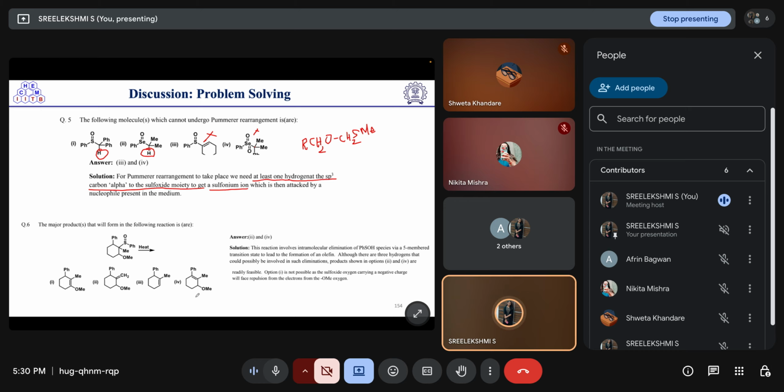The correct answers are option 2 and 4. This one and this one are possible. So what is happening here? This phenyl sulfoxide is getting eliminated through a 5-member transition state leading to the formation of an olefin.